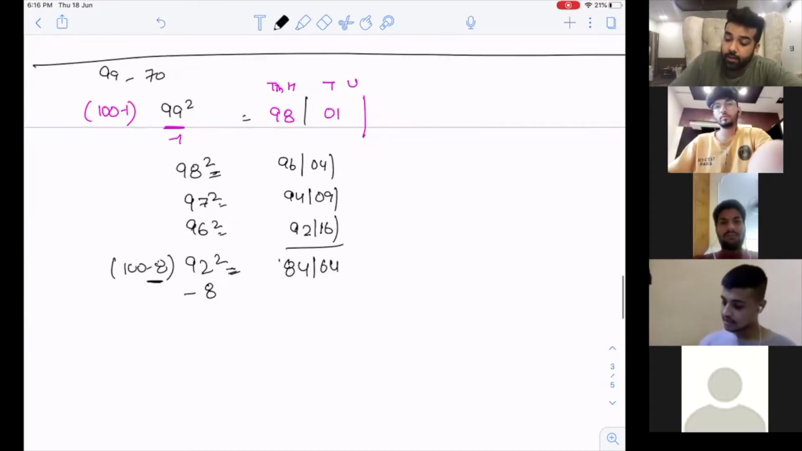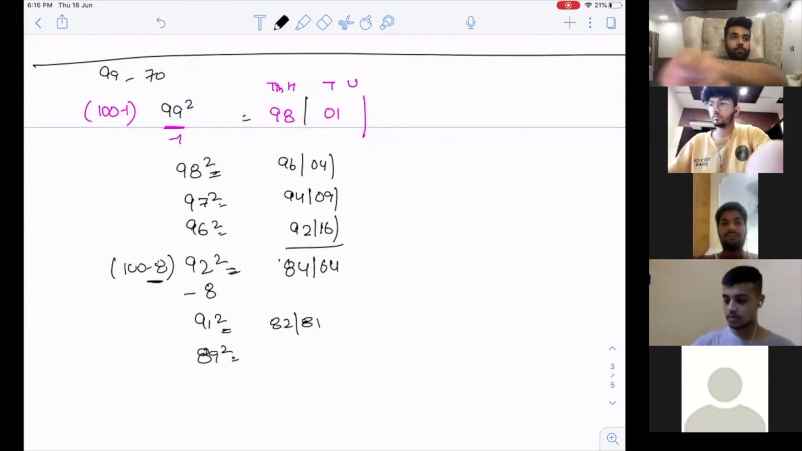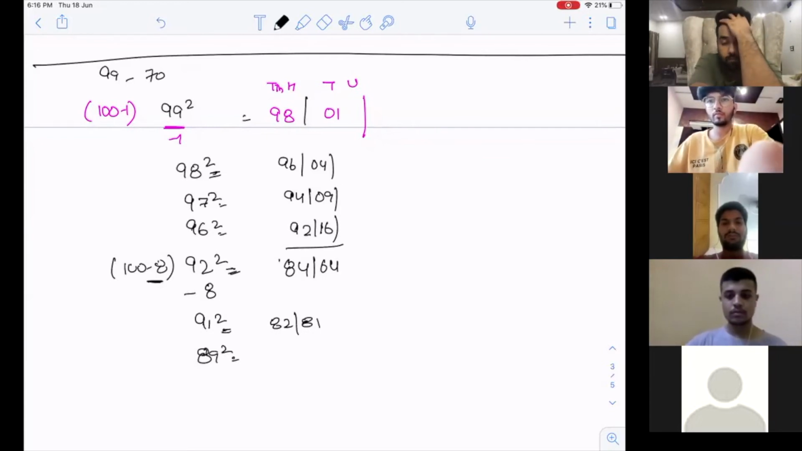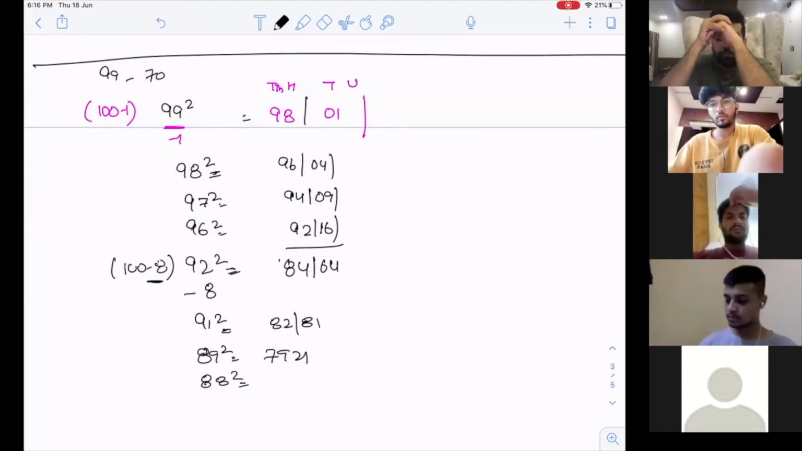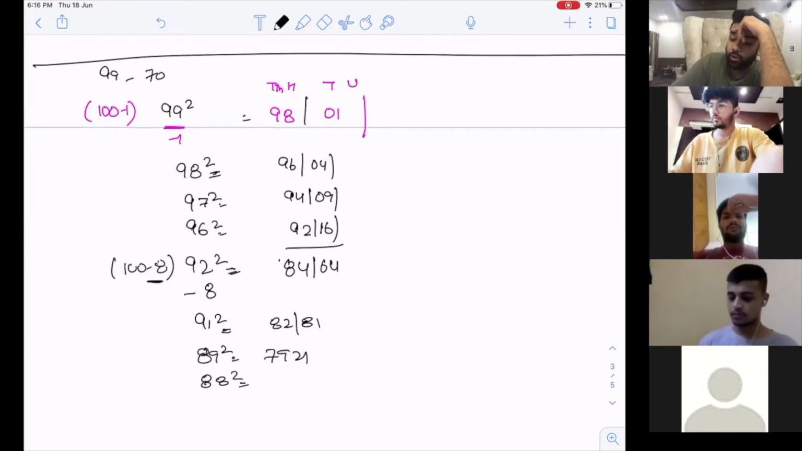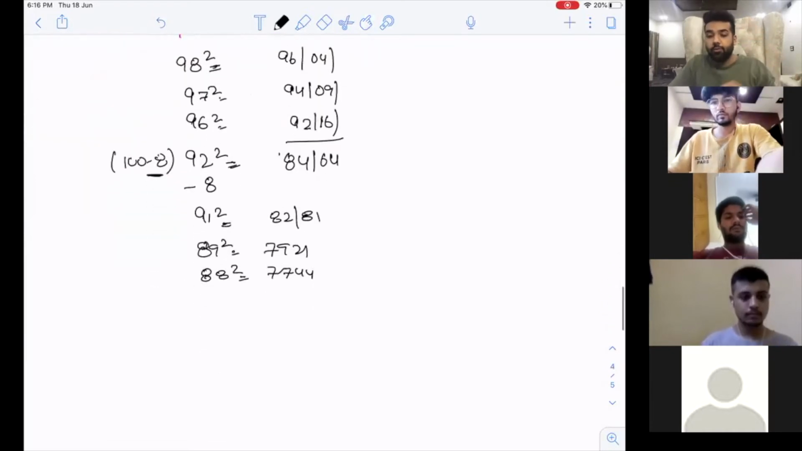Okay, sir. 91 square. Rajat will tell me quickly. Sir, 8281. Niharika, could you tell me 89 square? 7921. Good. Rishabh, can you tell me 88 square? Correct, 7744. Everybody clear or not? Are you able to get the answer? Okay, moving ahead. Can I move ahead now?